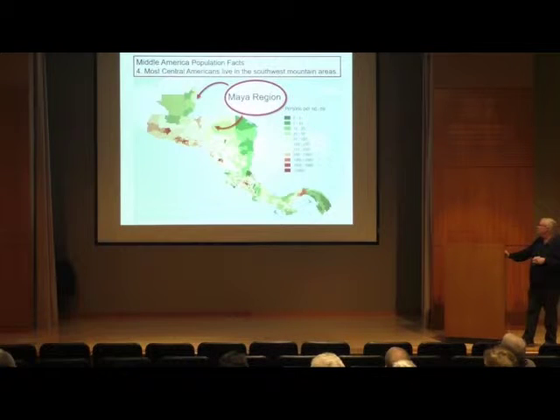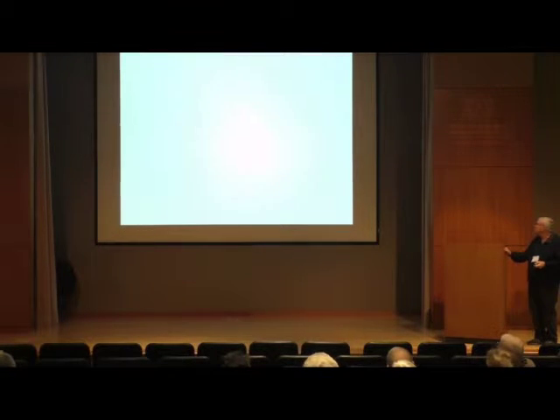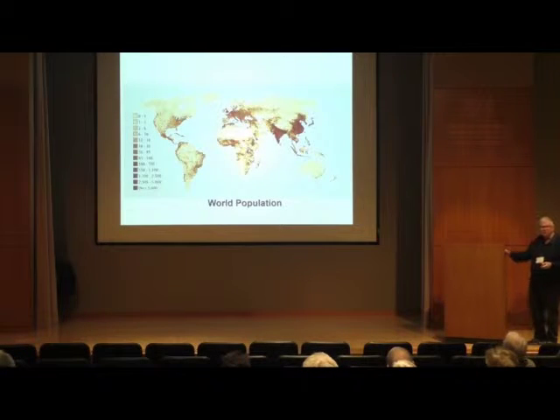Now, keep in mind that the Maya region in here, where the early civilizations were, was up in the eastern region. So you're talking about eastern Honduras and Guatemala, Tikal, and, of course, further up in the Yucatan Peninsula. So there's been a change in the location of the population distribution in Middle America.